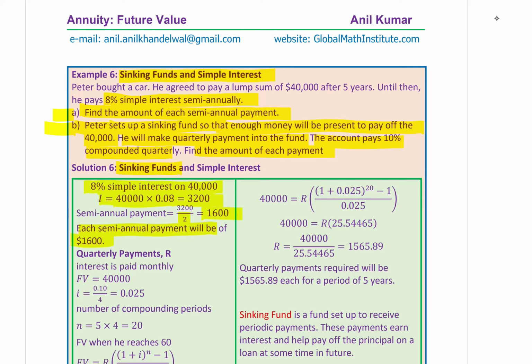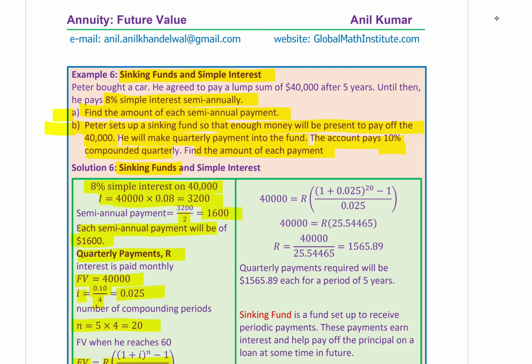Now let's talk about part B, which is quarterly payments of R. We need to figure out what should be the payments which Peter can make so that after 5 years he has a sinking fund whose value is 40,000. Now here the future value is known as 40,000. We know the interest which Peter is going to earn is 10%. We're dividing by 4 since it is quarterly, so it gets 0.025. And the number of deposits will be 5 times 4, which is 20.